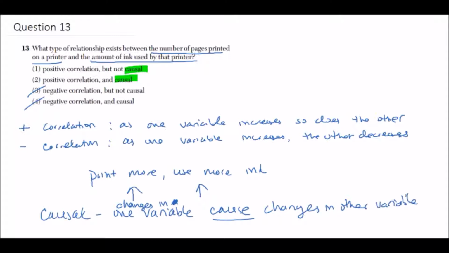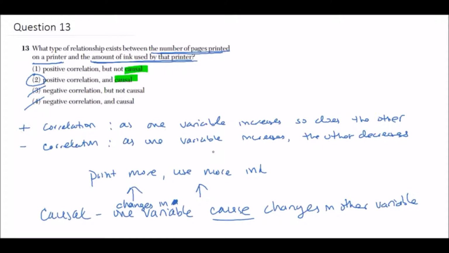Well, does printing more pages cause the amount of ink used to go up? I would say definitely so. If I don't print anything, the amount of ink used would not increase. So this is definitely a causal relationship because one action changes the outcome of the other variable. So in this case, if the number of pages printed increases, the amount of ink used will increase, rather than just be correlated but not have any sort of causation.